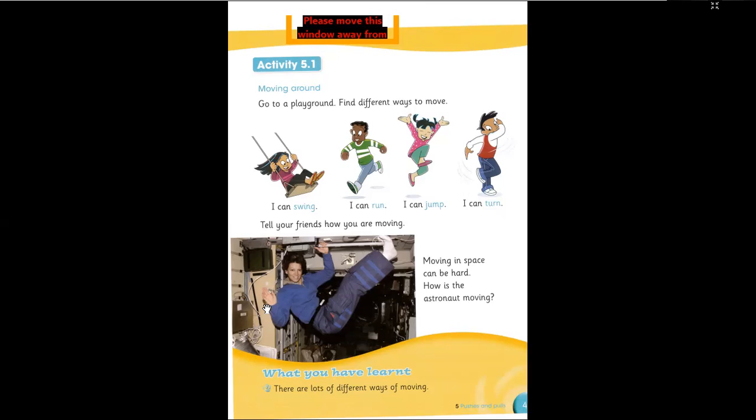The next boy is saying, I can run. When you sit on the swing and move the swing, you can say, I can swing. When you are running, you will say, I can run.